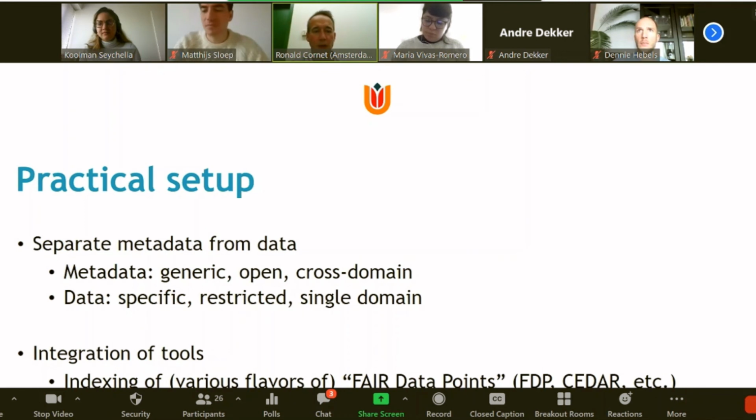There's a whole bunch of tools that we need to address and that need to be integrated. We need to work on the indexing of FAIR data points and the various flavors thereof. We can see OHDSI as FAIR data points. We can see HL7 FHIR endpoints as kind of FAIR data points. And there's the FAIR data point specification, there's CEDAR, Workbench, all of that. We need to be able to integrate and index those. So I think there's many pieces and we are really taking steps, but we still need to complete the puzzle.